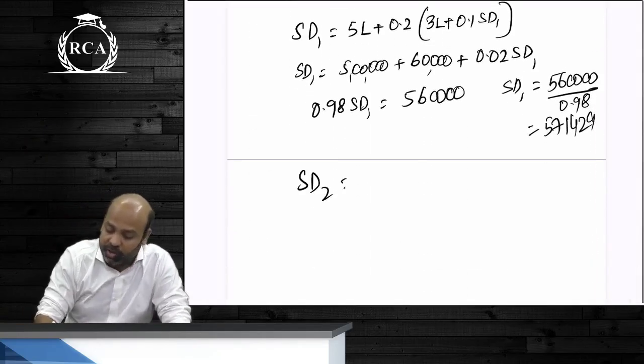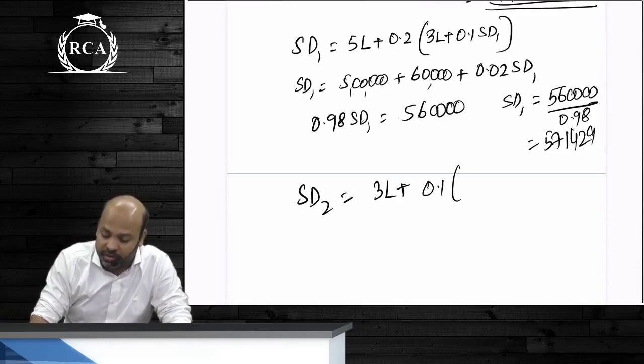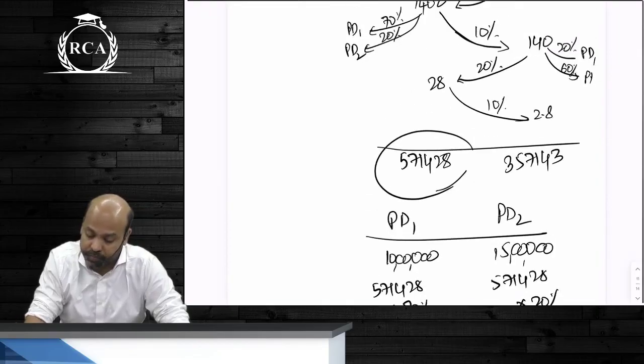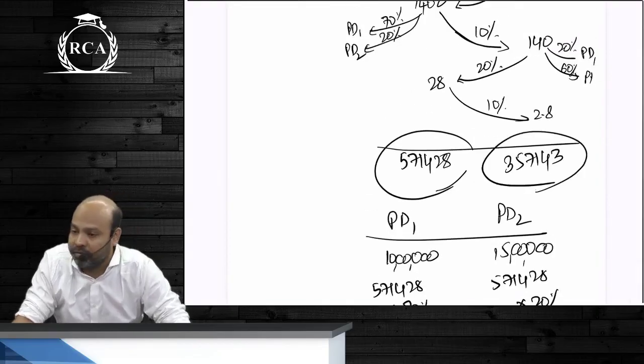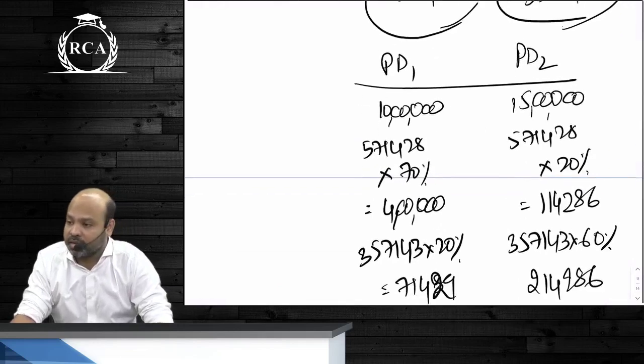SD2, beta, you can now substitute the value of SD1. This will become 3 lakhs plus 0.1 of SD1, which is 571,429. That is 3,57,143. Hereafter, same as trial and error.